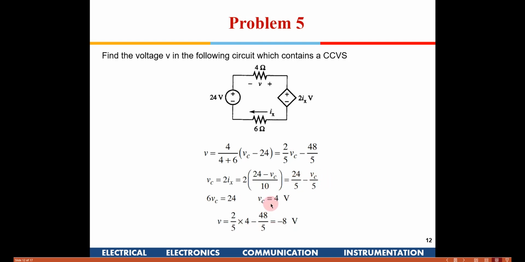Once you get the value of Vc, we need to find V. So you can substitute in the topmost equation and you get the voltage as minus 8 volt. That means the current is going to flow as indicated by Ix, and hence you get a minus. Sir, Vc is 2Ix? Yes, Vc is 2Ix. Okay, so this is one problem.